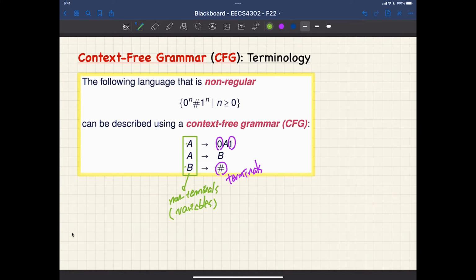Do we actually need A going to B, or can we just have A going to 0, A1, or A going to 9? Do we need that B? Let me see. In this case, that would be just 0 and 1. Yeah, I think A should also be able to be epsilon. Okay, I agree. That's pretty good.